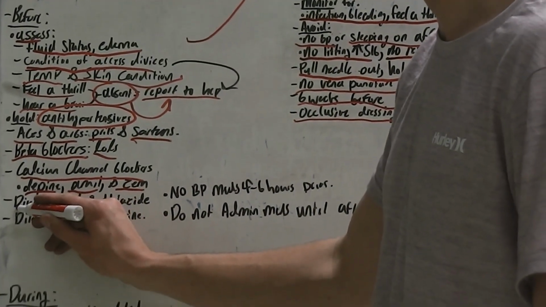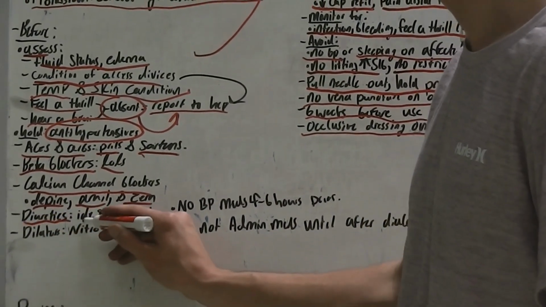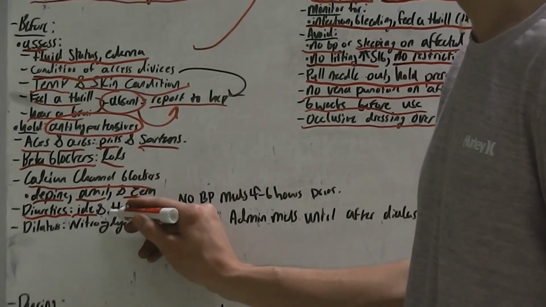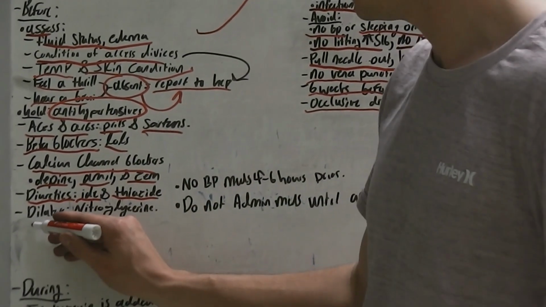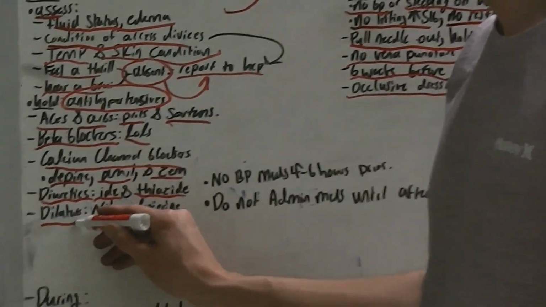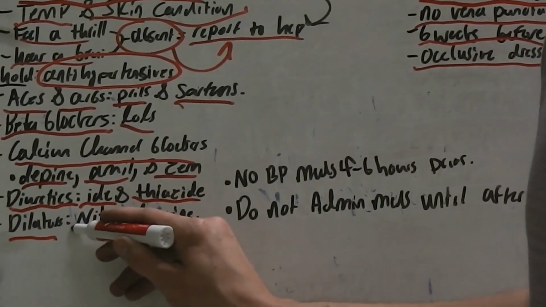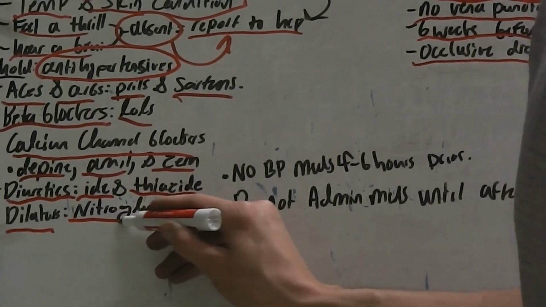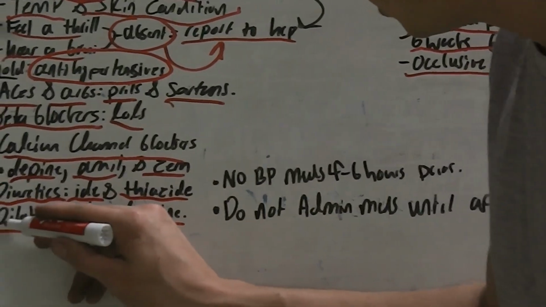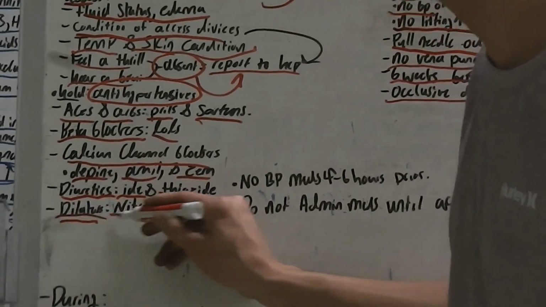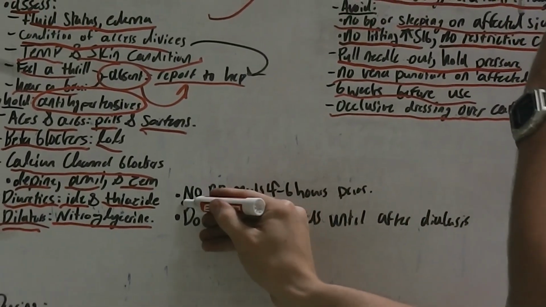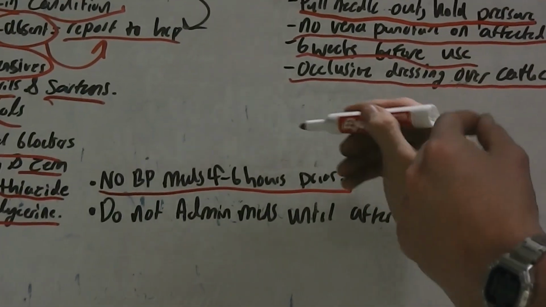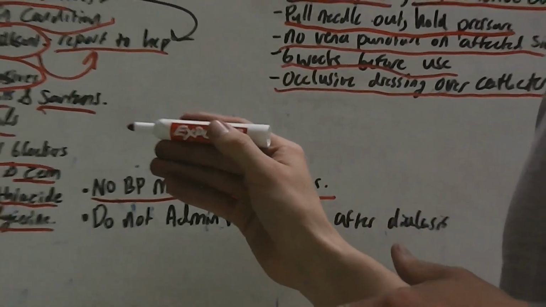Diuretics. We need to hold these before hemodialysis. The ones that end in ide, like furosemide, and any of those thiazide diuretics. Now, with dialysis, something with nitroglycerin. I think you hold nitroglycerin because it's going to drop the blood pressure. Dilators, vasodilators, nitroglycerin. Okay, so no blood pressure meds 4 to 6 hours prior to getting hemodialysis.